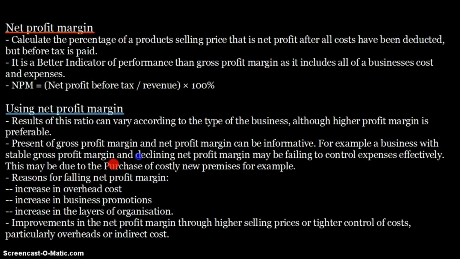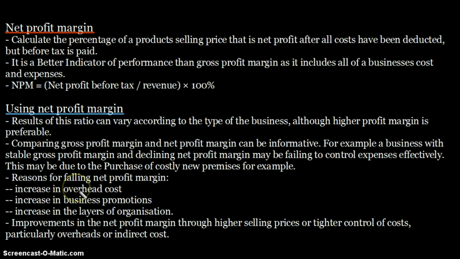Comparing both of them can be informative. For example, a business with a stable gross profit margin and a declining net profit margin may be failing to control expenses effectively. This may be due to the purchase of costly new premises, for example. So it should be a comparison of gross profit margin and net profit margin; let me just correct that.